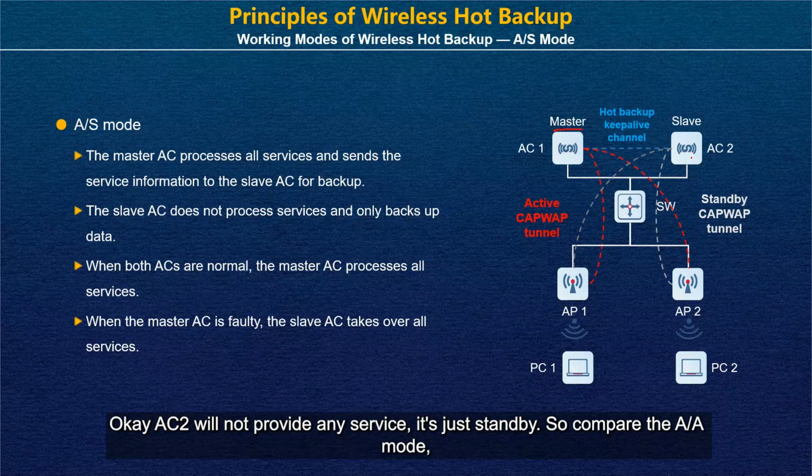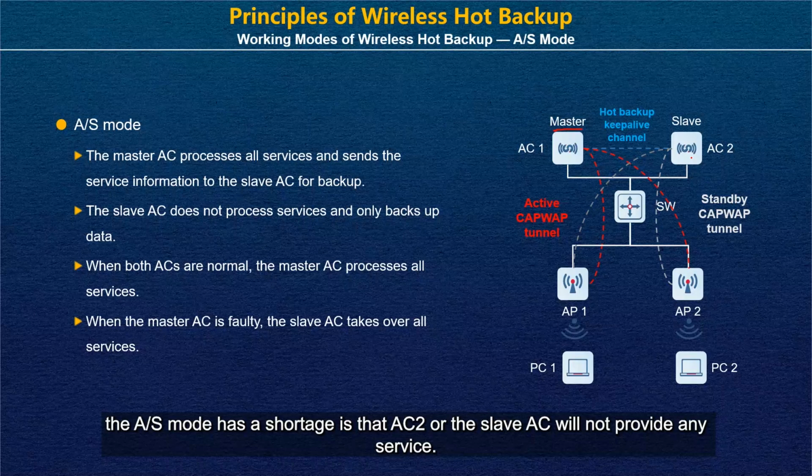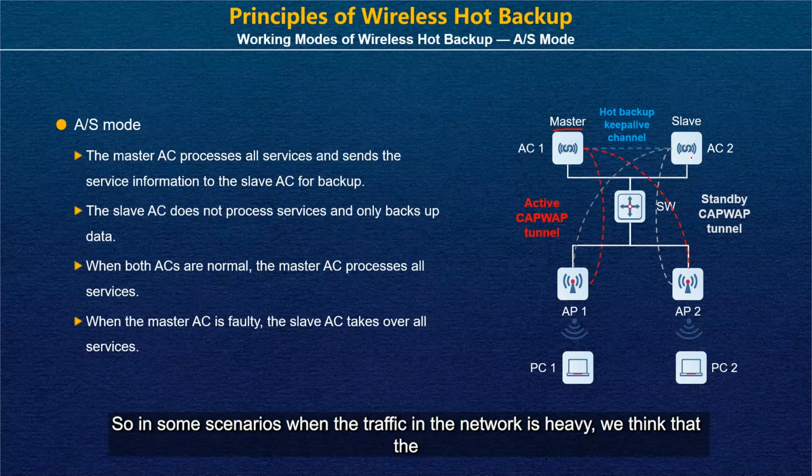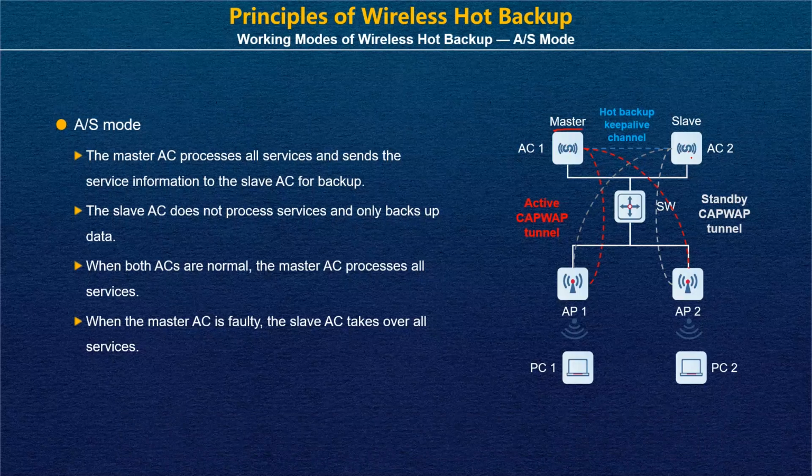Compared with the AA mode, the AS mode has a shortcoming: AC2, the slave AC, will not process any service. So in some scenarios, when the traffic in the network is heavy, we think the AS mode could have some bottlenecks. This is about the working modes.